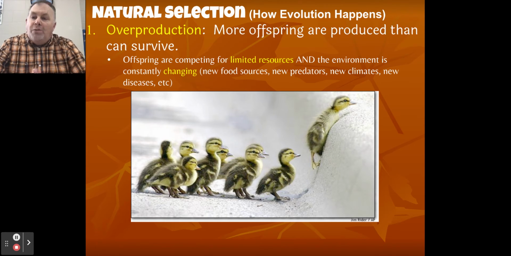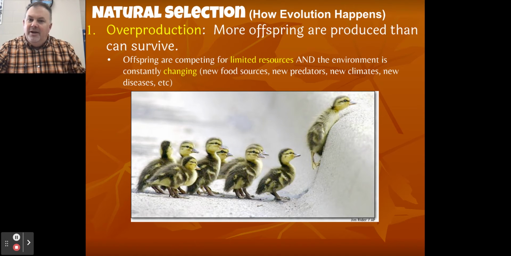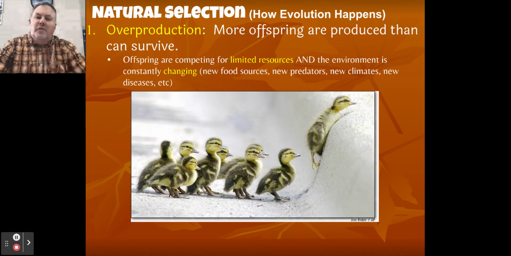So offspring are competing for some of these limited resources, even amongst brothers and sisters or siblings with each other. And the environment is constantly changing. We know this. We live in an age where it can be 30 degrees one day and 100 degrees the next, it seems like. And so these food resources, predators, and climates all influence disease, all influence the survival of an individual.